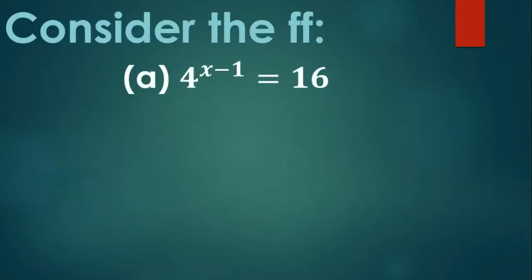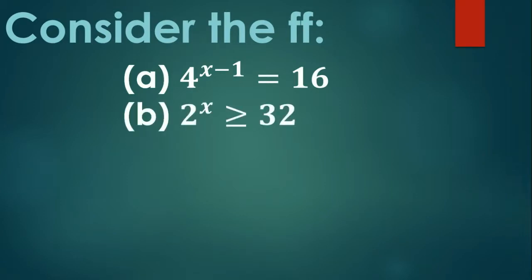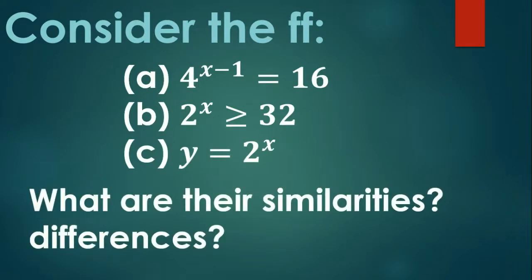Consider the following. 4 raised to x minus 1 is equal to 16. 2 raised to x is greater than or equal to 32. And y is equal to 2 raised to x. What are their similarities? And how about their differences? So, looking at the three given, lahat sila ay mayroong exponent na x. Okay, lahat sila may exponent na variable which is x.